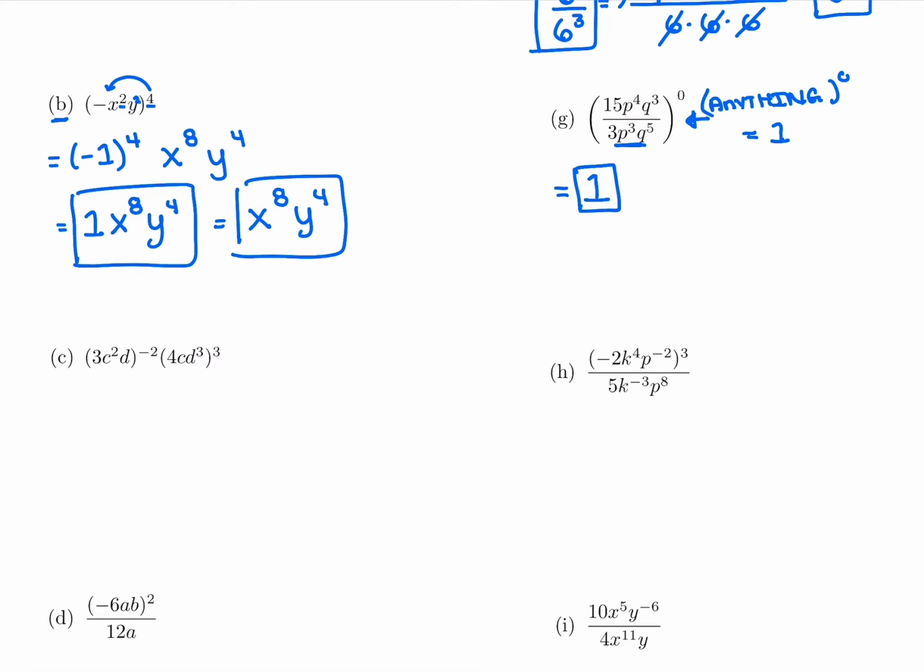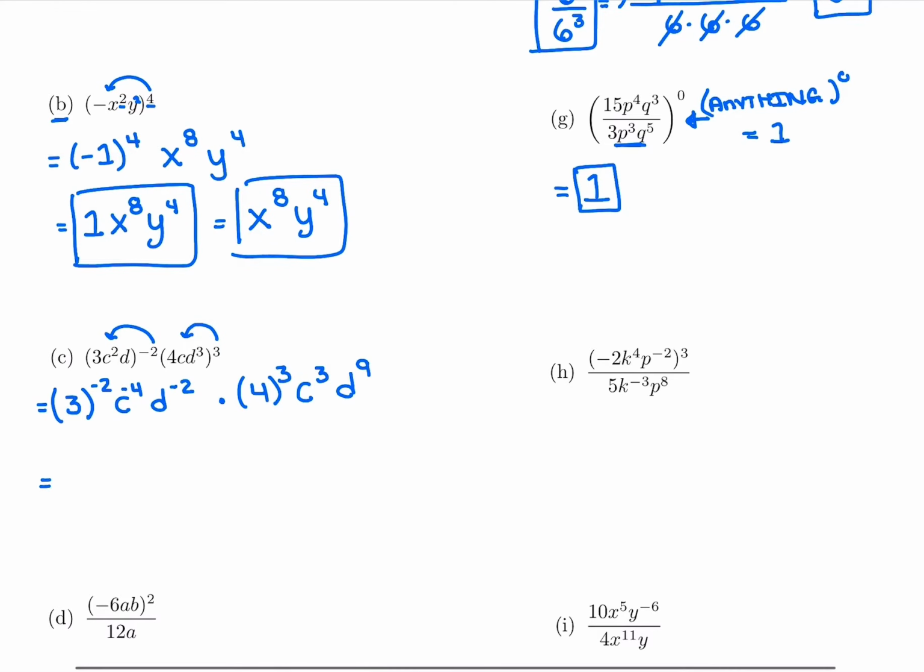Next one down here, we have to distribute this -2 power in here, and then also this positive 3 power into here. So just distributing that -2 to start. I'm going to have 3 raised to the -2. c to the -2 times 2 is going to give us -4. And then d to the first times -2 is going to give us d to the -2. Then we're going to multiply it by 4 being raised to the 3rd. We're going to have c to the first, 1 times 3 is going to give us 3. And then 3 times 3 is going to give us 9. A power to a power means multiplication.